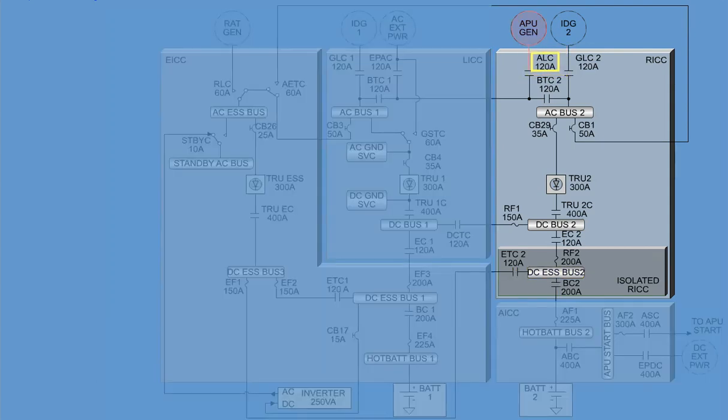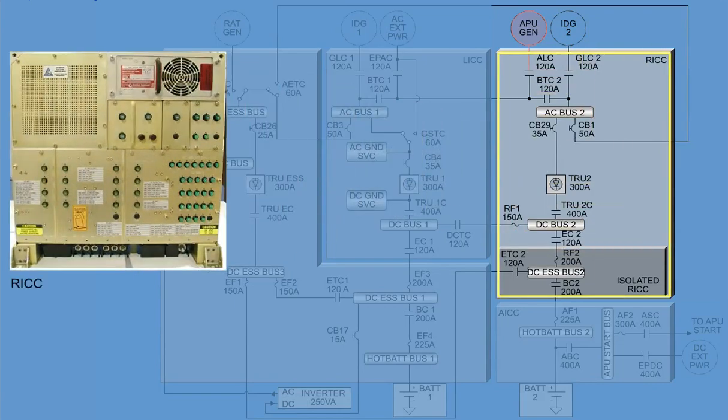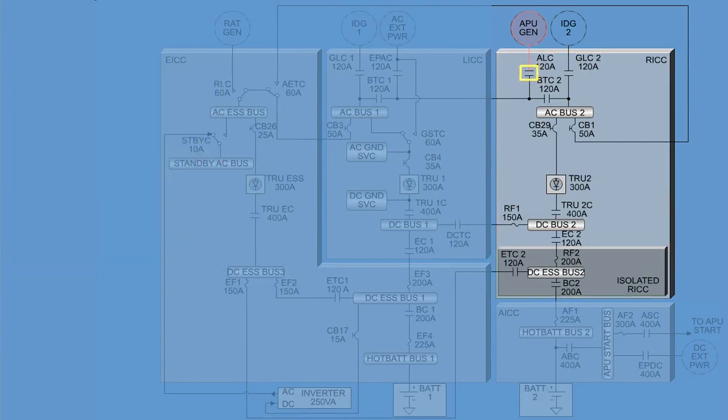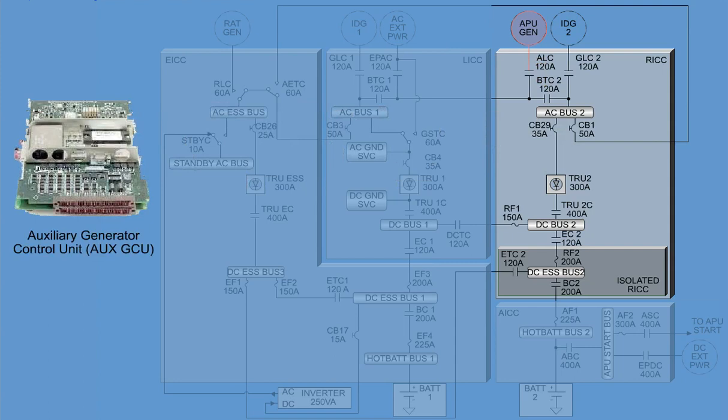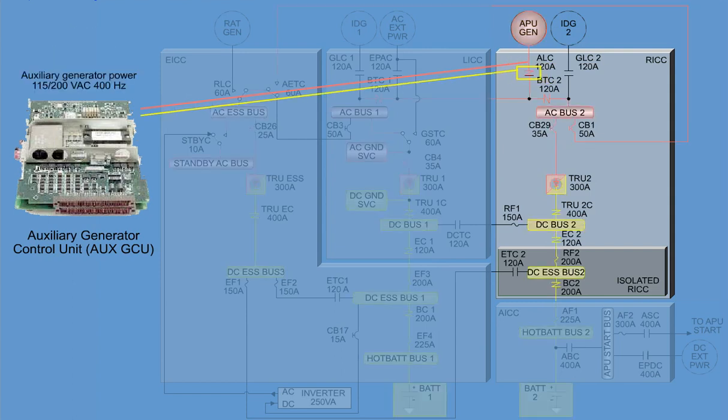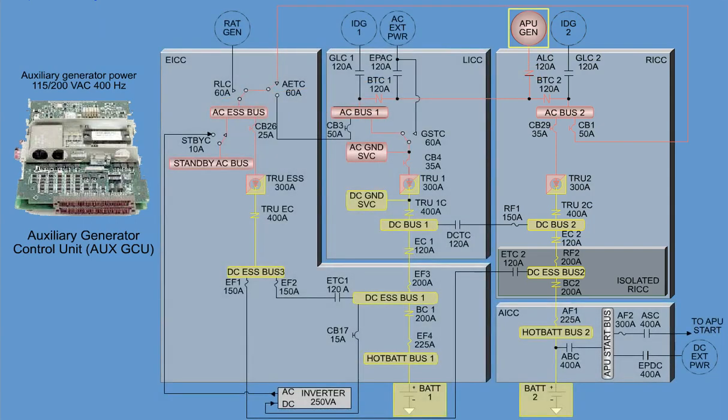The auxiliary generator line contactor is a line replaceable module located in the Right Integrated Control Center. The ALC is normally held open by the auxiliary generator control unit. When the auxiliary GCU has determined that the auxiliary generator power is at 115 to 200 volts AC, 400 Hz, it sends a signal to close the auxiliary generator line contactor, which allows the auxiliary generator to supply AC power to AC bus 1 and AC bus 2.